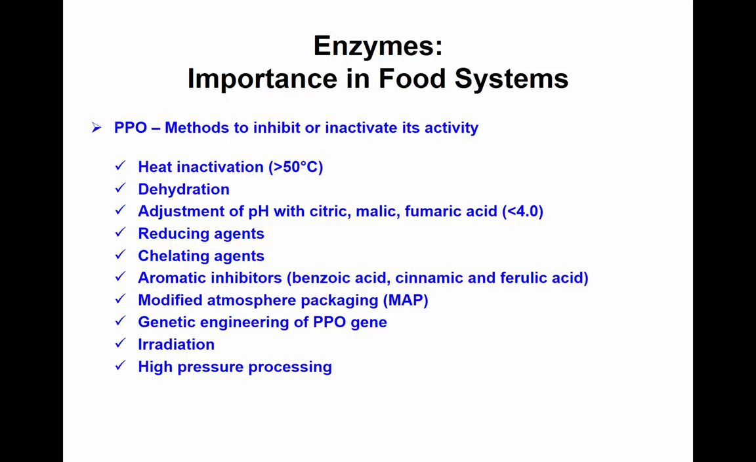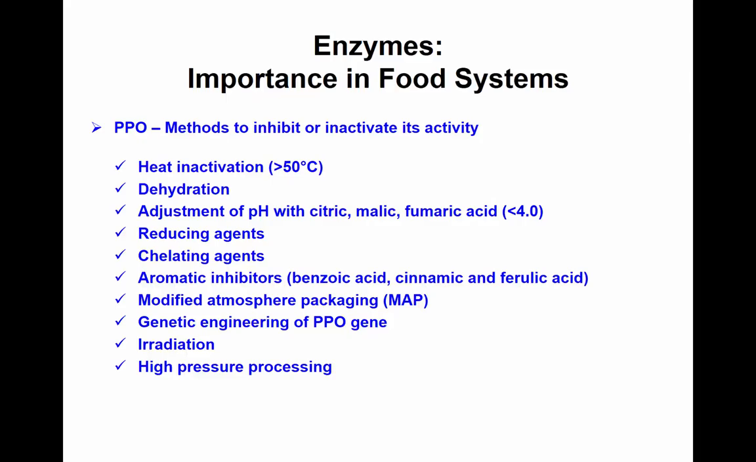So there are so many different ways that have been explored to inhibit this enzyme. Of course, heat inactivation, since it's a protein, denatures that enzyme. Dehydration, removal of moisture, and use of a reducing agent, use of sulfites. For example, sulfites are used a lot for dehydrated vegetables and fruits to inhibit browning. Adjustment of the pH, making it acidic. Chelating agents, because the enzyme requires a metal form. And then aromatic inhibitors. These are competitive inhibitors: benzoic acid, cinnamic acid, and ferulic acid. They inhibit the enzyme.